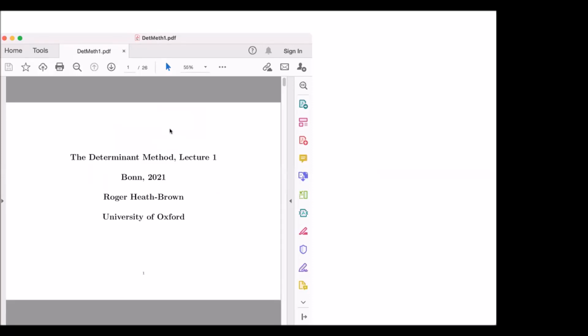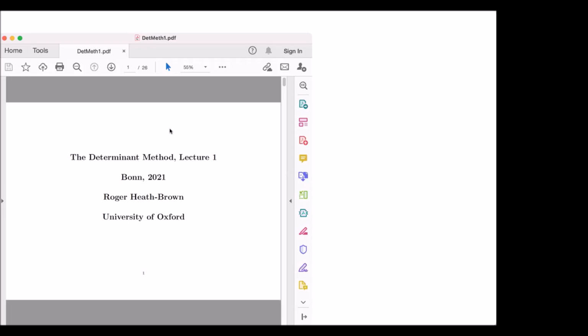Okay, so as you all know, this is a series of 3 lectures. In this first lecture, I'm going to be describing the problems that the determinant method addresses, because you won't understand the point of the thing unless you realize what it is we're trying to do with it. And I'll end up by describing some of the results that the determinant method can prove. So there'll be very little by way of proof in this lecture.